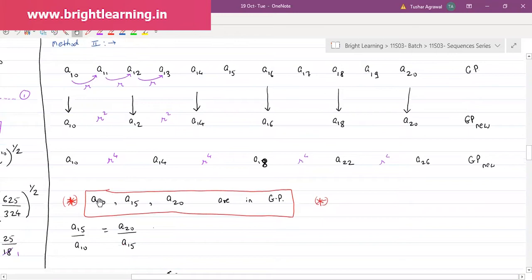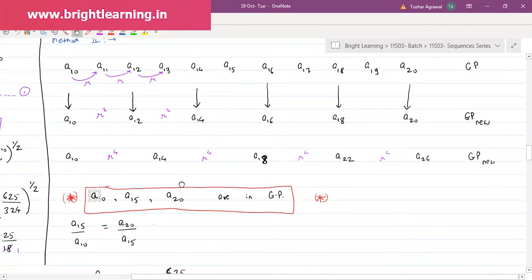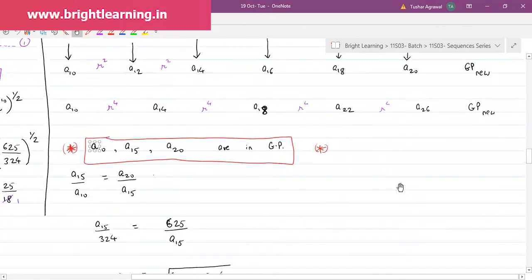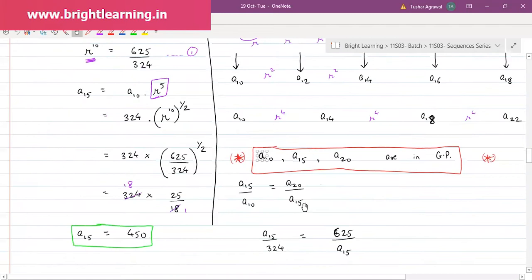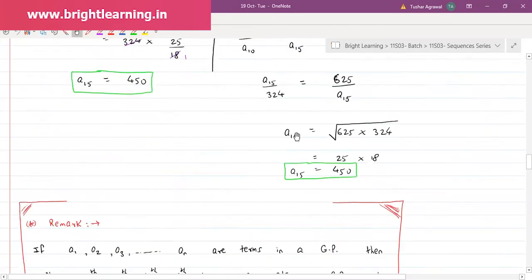We did one sum related to this. The 10th term is given, the 20th term is given. Find the 15th term. Without actually calculating the exact value of r, we were able to calculate the 15th term. So that was the application.